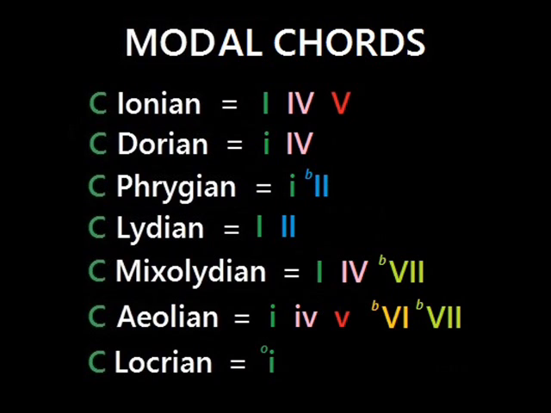Using Roman numerals to represent each chord, the C Ionian will use a capital 1, capital 4, and a capital 5 chord. These are all major chords. C Dorian will use a minor or a small 1 chord and a capital 4 chord. C Phrygian will use a small 1 and a flatted 2 chord. C Lydian uses a capital 1 and a capital 2 chord to distinguish it from the other modes. C Mixolydian uses a capital 1, capital 4, and a flatted 7th chord. C Aeolian uses a small 1, small 4, and small 5 chord, which are all minor. It can also be distinguished by using the flatted 6th and flatted 7th chord, which operate like the subdominant and dominant. C Locrian uses the diminished 1 chord to distinguish itself from all the other modes.